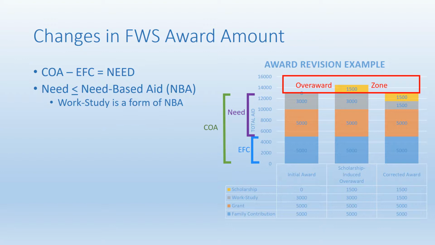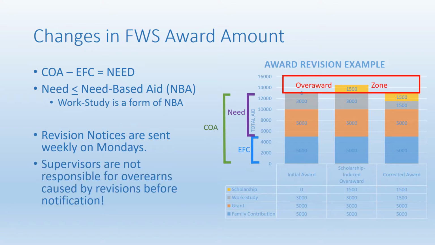In years past, notification has not been provided to supervisors about these issues, but we have resolved that starting in January of last year. Every Monday, we look at the awards that have been revised. We correlate that with the students who are currently in work study, and we send out a notification. The good news is that supervisors are absolutely not responsible for any over-earnings that happen as a result of these revisions before notification.